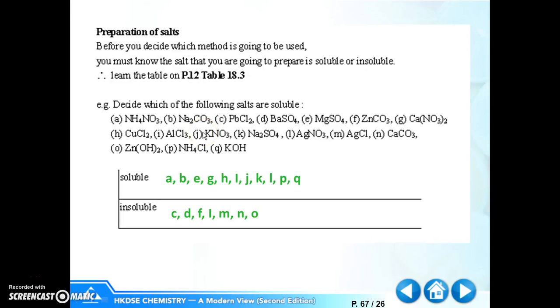Right, to prepare salts, you must decide which method you are going to use. That means you must know whether the salt you are going to prepare is soluble or insoluble. So that's why you must remember the table in your textbook, page 12, or otherwise you cannot choose the appropriate method for preparing the salts.